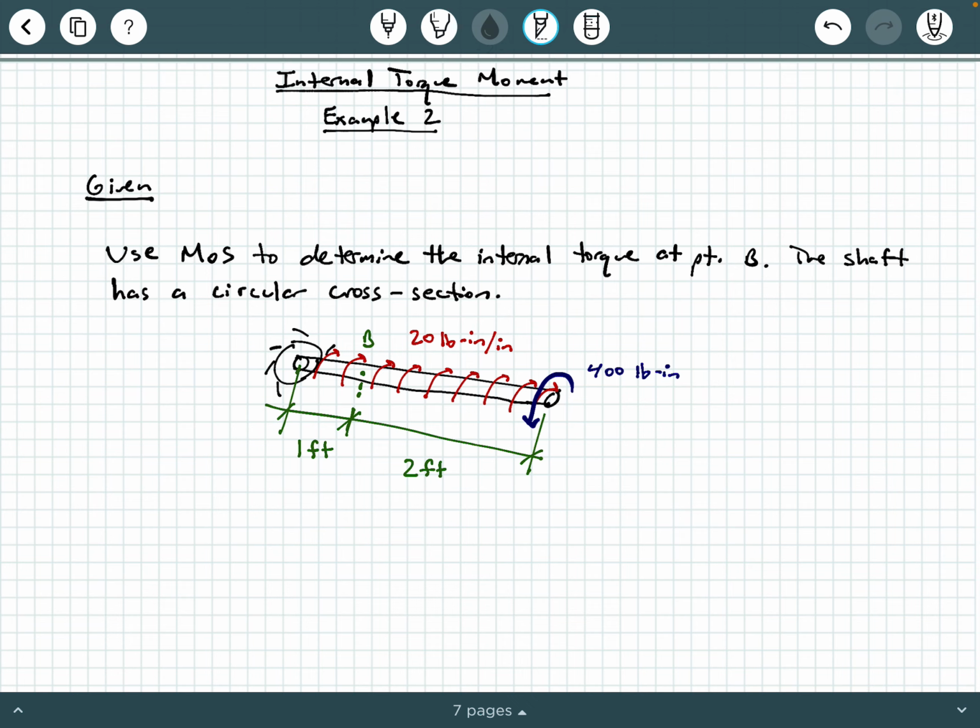Okay, so let's look at the given information. Here we're being asked to use the method of sections, that's MOS, to determine the internal torque at point B. Point B is right here in the shaft. The shaft has a circular cross section.